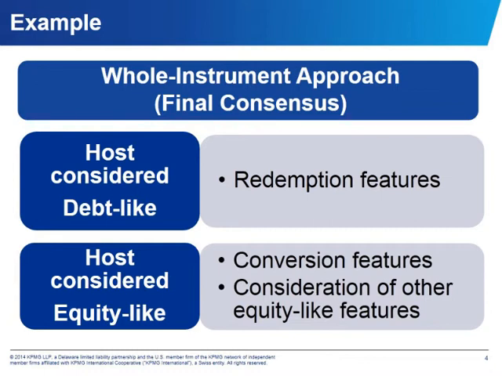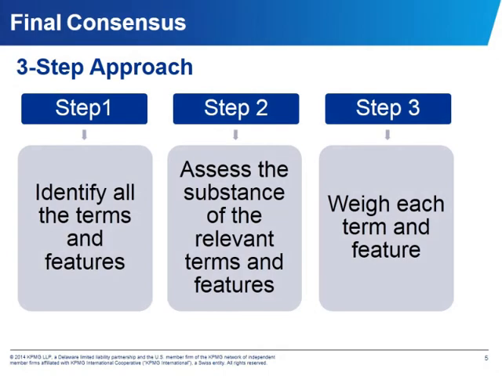Okay, so what did the EITF suggest to address this dilemma? In order to assist the entity with applying the whole instrument approach, the board has developed this 3-step process that would assist the thought process that an entity may go through. So the first step is pretty intuitive. An entity would identify all of the terms and features that are stated or implied within the hybrid financial instrument. In our example, you would be identifying, okay, we have conversion rights, redemption rights, and voting rights. And that's part one of your assessment.